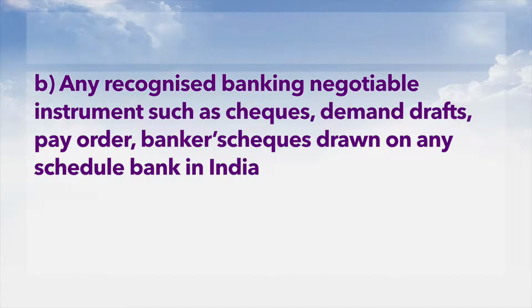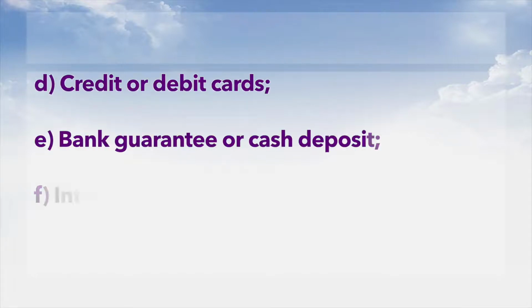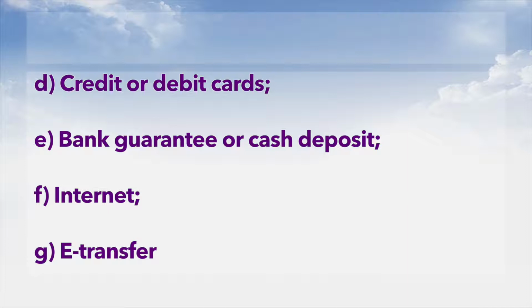Any recognized banking negotiable instrument such as checks, demand drafts you can use. You can also send pay orders, bankers' checks drawn on any scheduled bank in India. The third method is you can also pay by postal money order. Now the new methods are you can use your credit card or you can use your debit card, bank guarantee, or you can use your cash deposit.